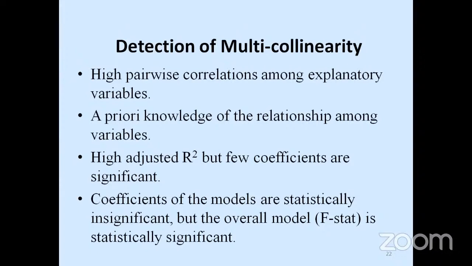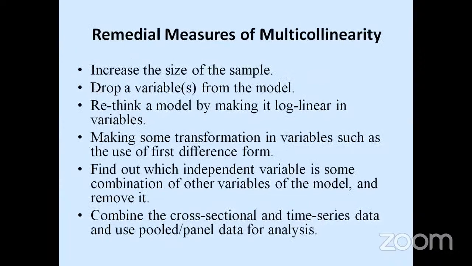And by seeing the data itself, we can see whether we have high pairwise correlations. If we run the correlations among the explanatory variables, we come to know that there exists multicollinearity. And what are the remedial measures of this multicollinearity? We need to see.